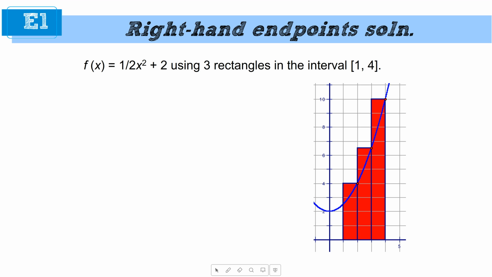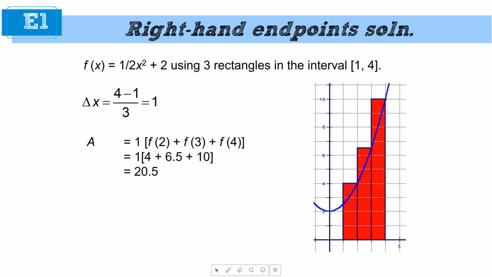And then you do the right-hand rectangles. We should get a bigger answer. 20.5, bigger answer. I'm happy. Okay? Right-hand, left-hand rectangles.